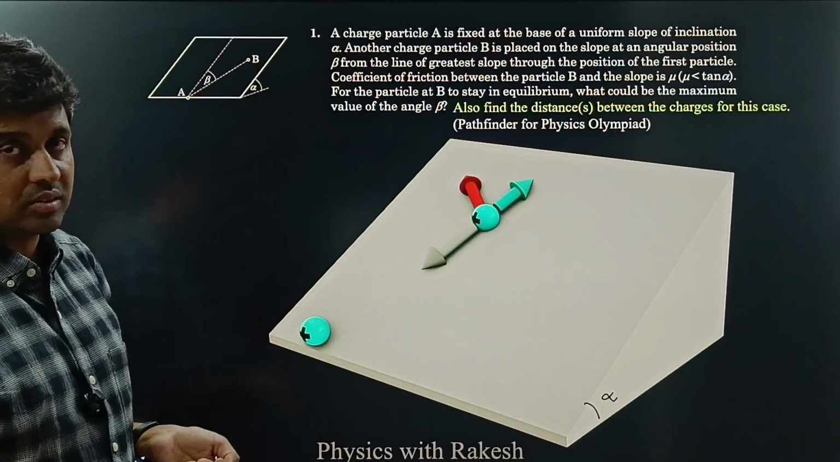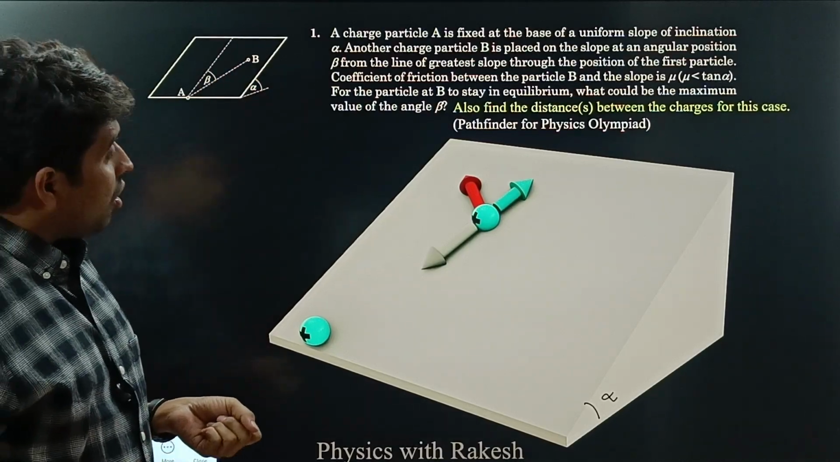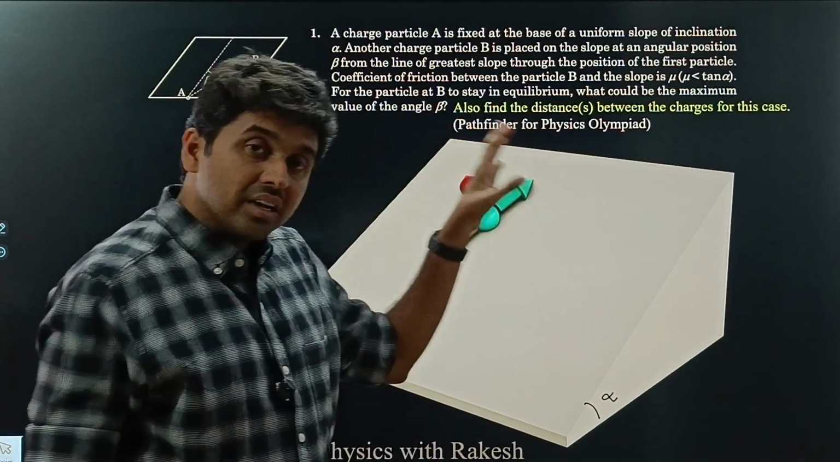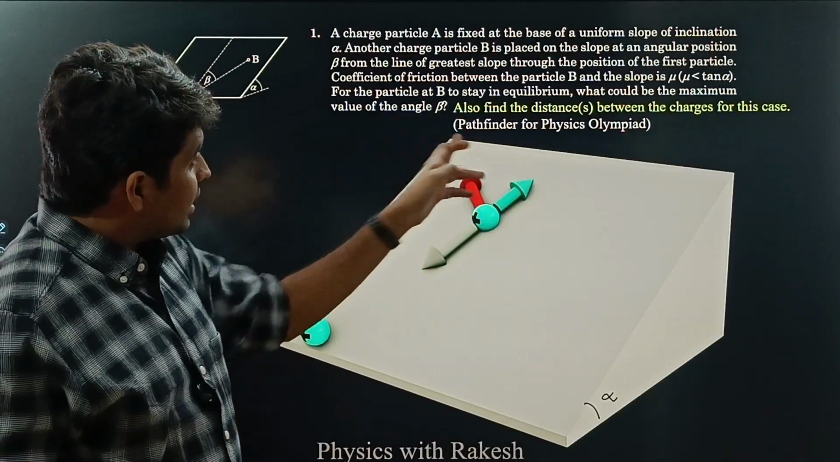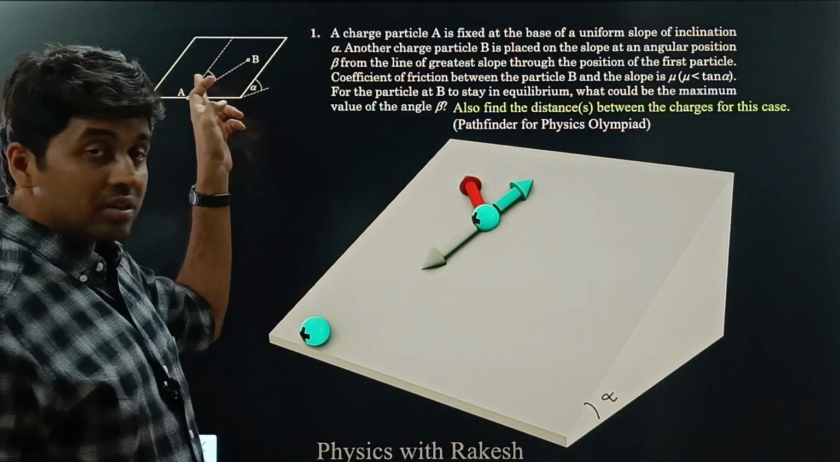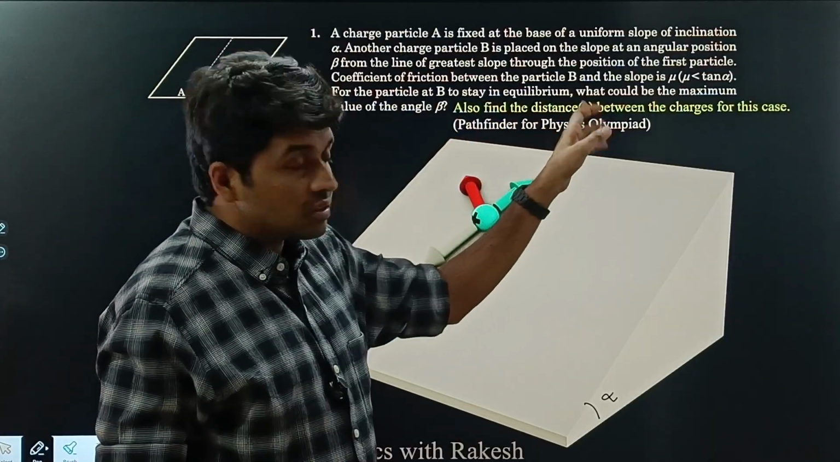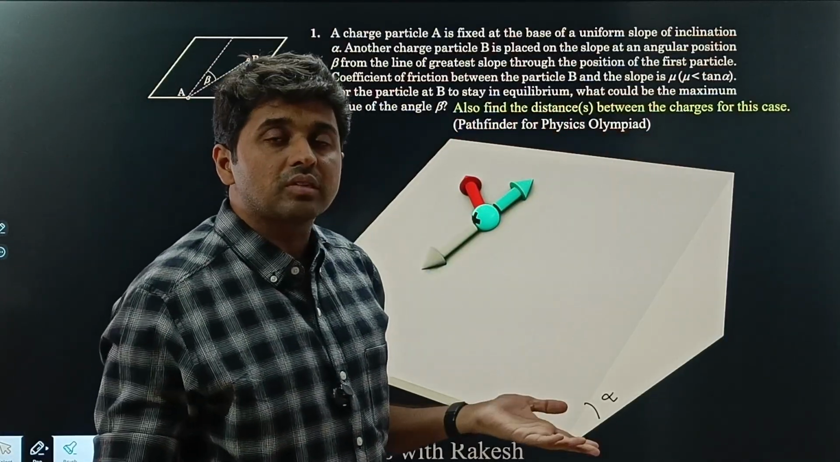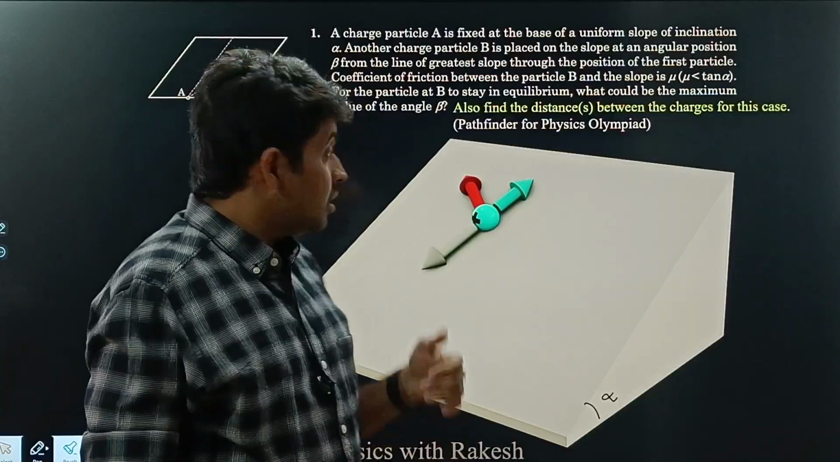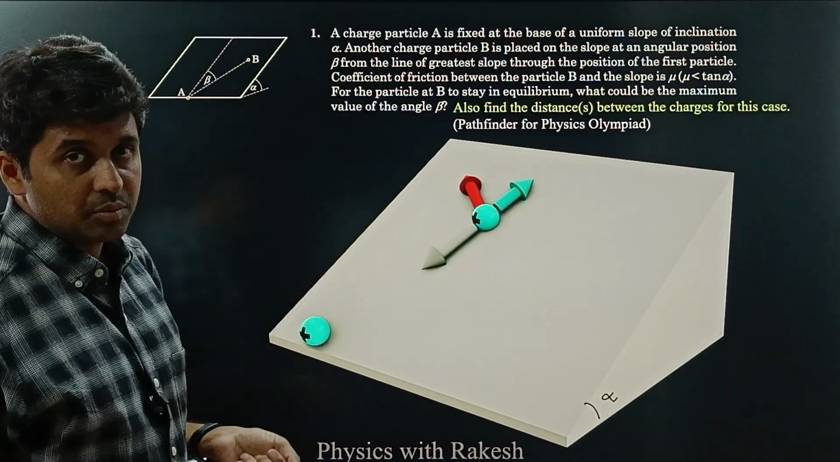The charge B is at rest. Okay. Also, I have added another part to this question. That is, for the maximum beta case, what is the distance or distances between the charges, or the range of distances between the charges when beta is maximum?